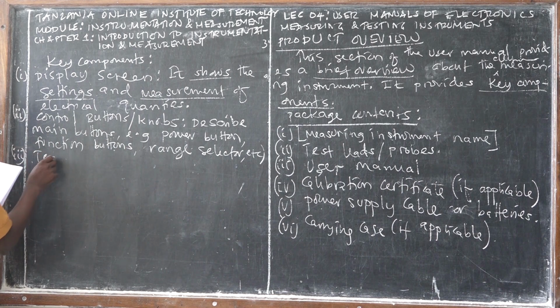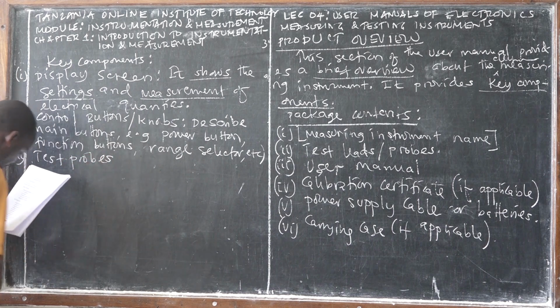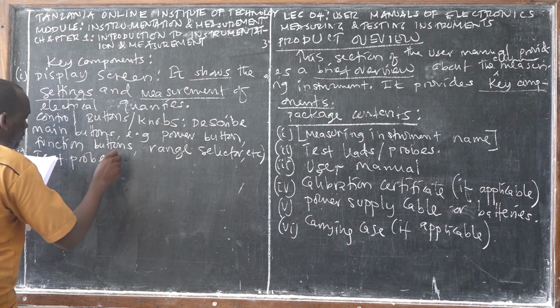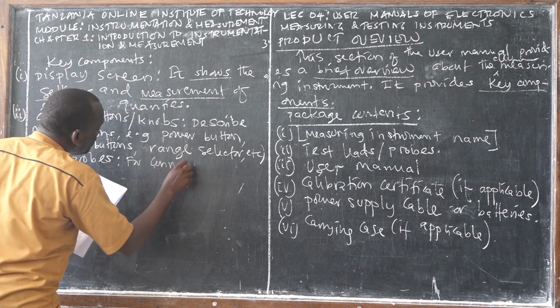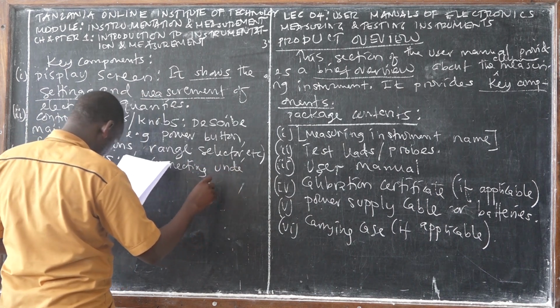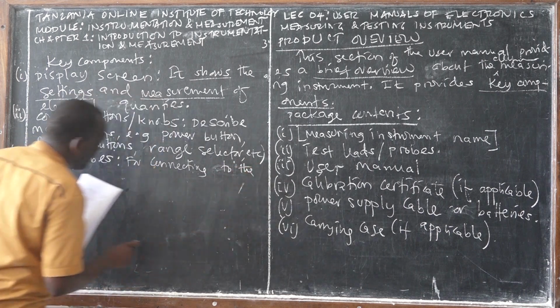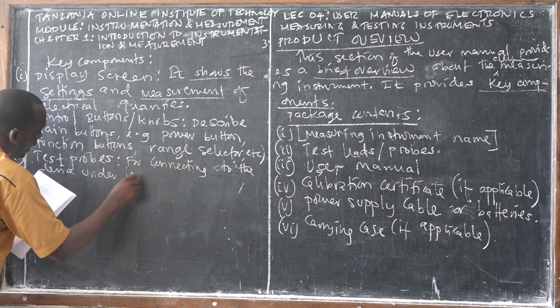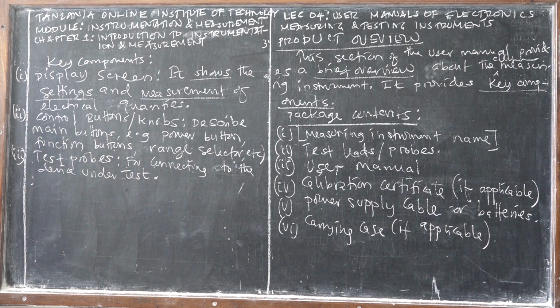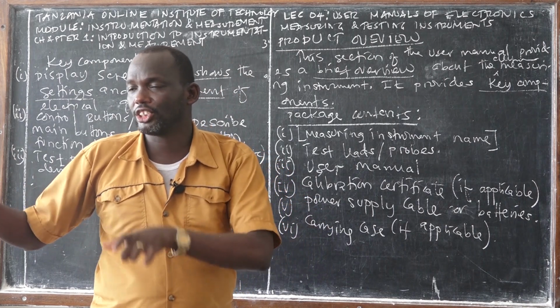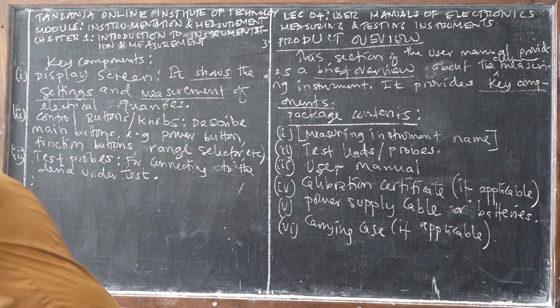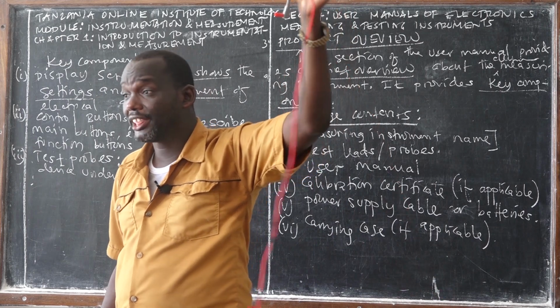The third part is called the test probes. Say test probes. Test probes are for connecting to the device under test. They provide the external connection between the measuring instrument and the part or the system that you want to measure the particular electric parameter of. Test probes are just like this one. Are we together? Yes. Okay.